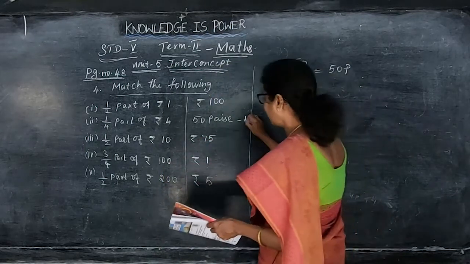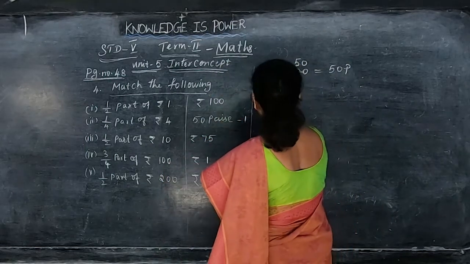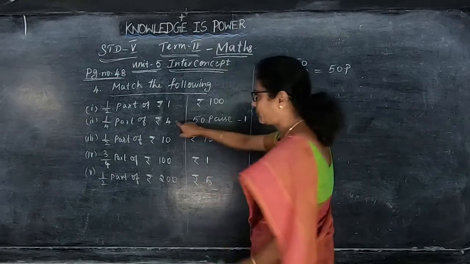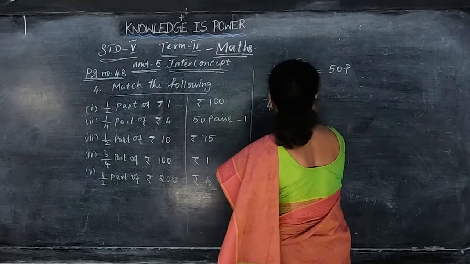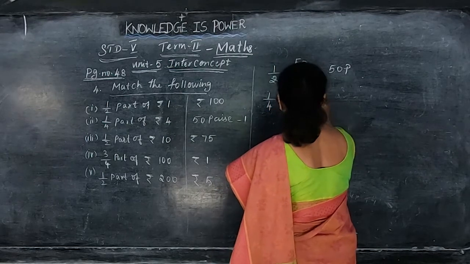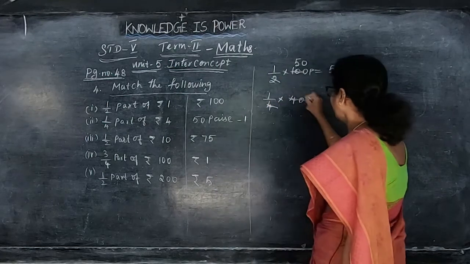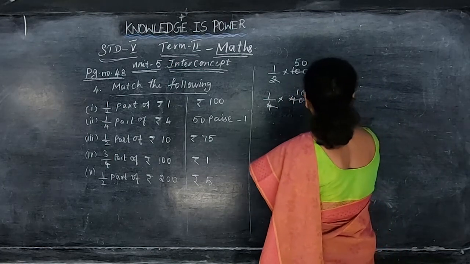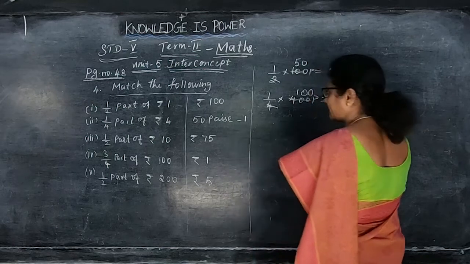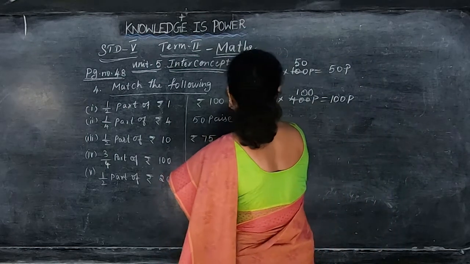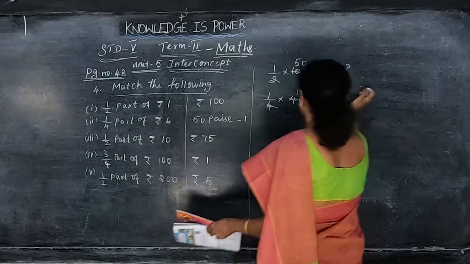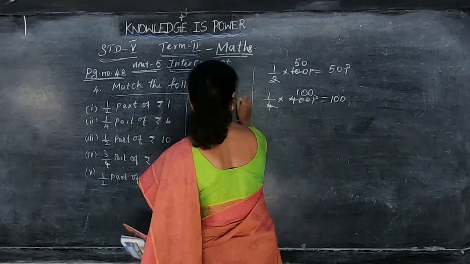Okay, children. Then 1 by 4 part of rupees 4. 1 by 4 into rupees 4. Rupees 4 is 400 paise. So 1 by 4 of 400 is 100 paise, that is equal to rupee 1. This is the second one.